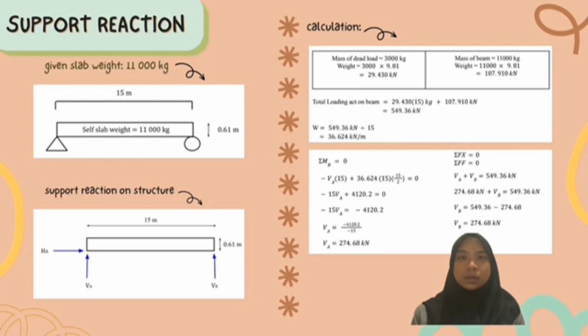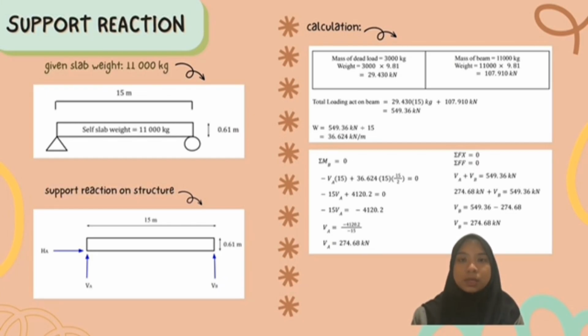So the calculation will be total MB is 0, so it will become negative VA times 15, because it is 15 meters in length, plus 36.624 times 15 times 15 over 2, equal to 0.